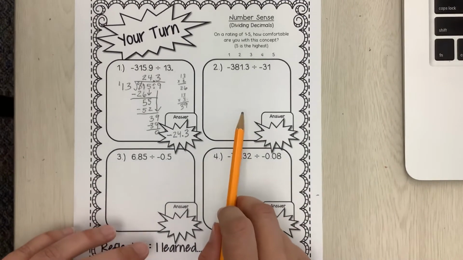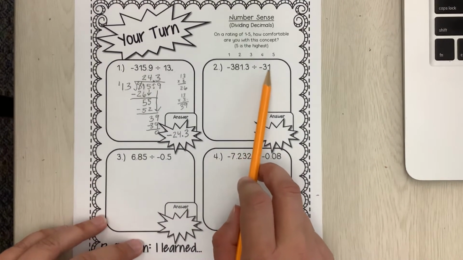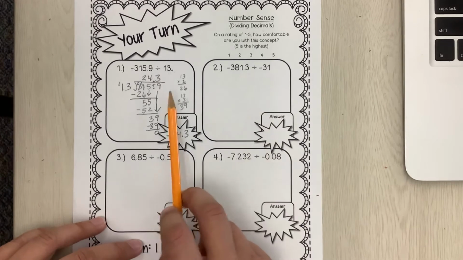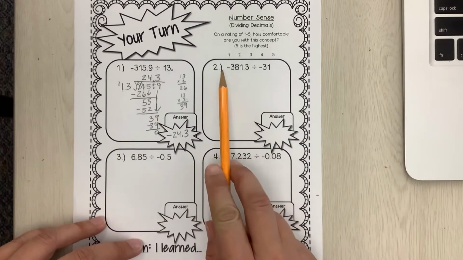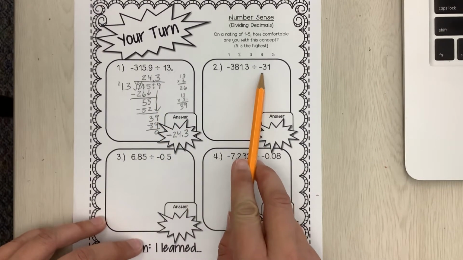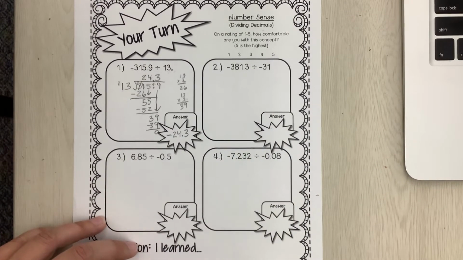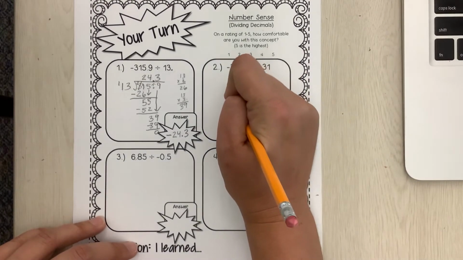Okay, let's look at number 2. Number 2, it's already a whole number, so we can skip the first step. Now the second step is to divide, and then we're going to move our decimal directly up. I see a negative divided by a negative, so that tells me the answer is going to be positive, so I don't need to put anything into my answer box. So let's just write it.